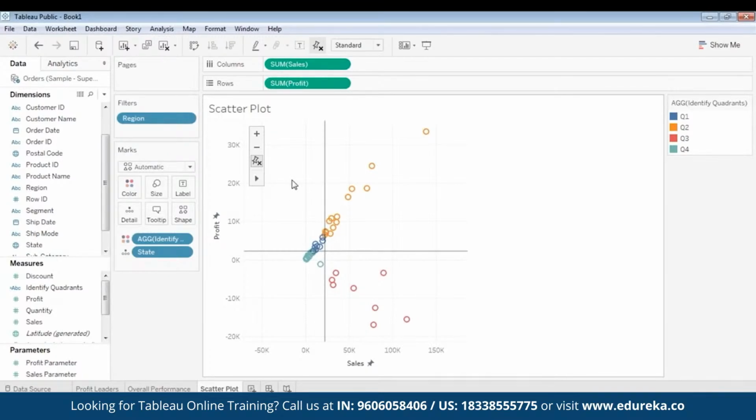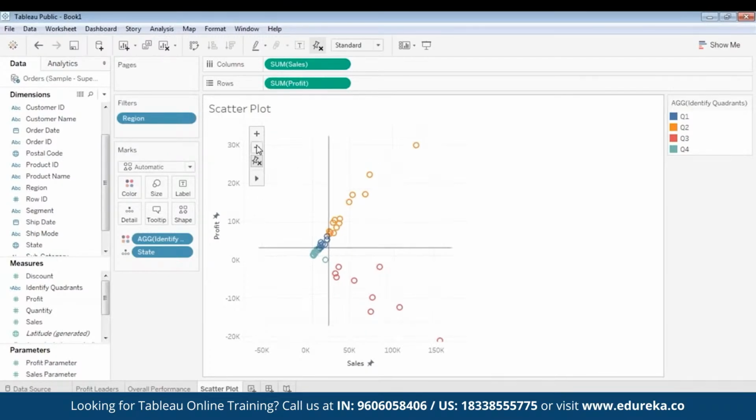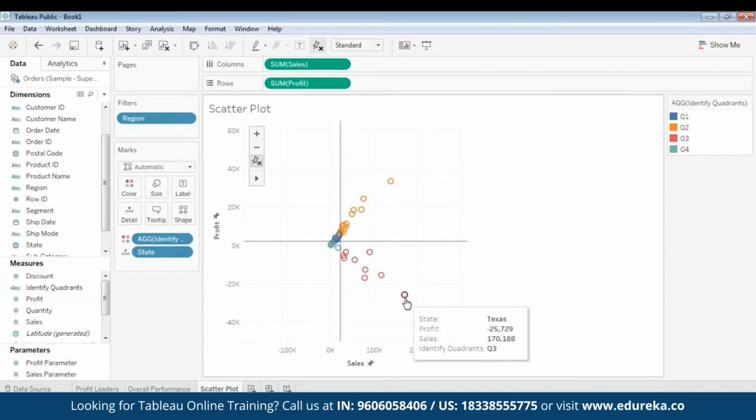But if you see all these states, if I just minimize it a little bit, I think Texas will be there in the minimum. Yeah, Texas is there where profit is not there. So the term is assess. You need to assess what is happening in this market, what is going wrong. Texas is having a good number of sales, but the profit is not there. So you need to assess what is wrong in this state. You need to identify the problem here.